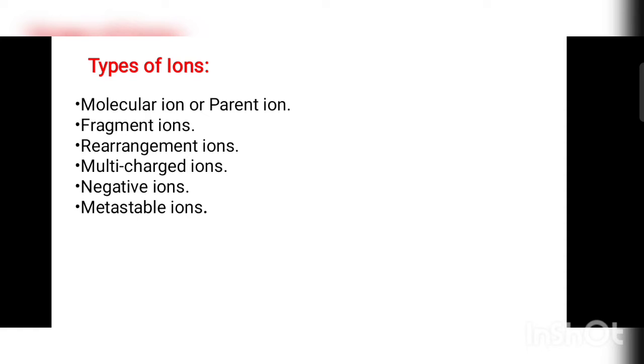Then we will see the types of ions. There are several types of ions in mass spectroscopy, that is molecular ion or parent ion, fragment ion, rearrangement ions, multiple charge ion, negative ion, and metastable ion.